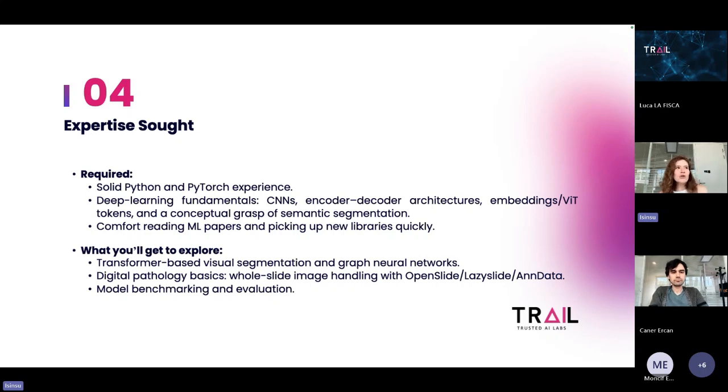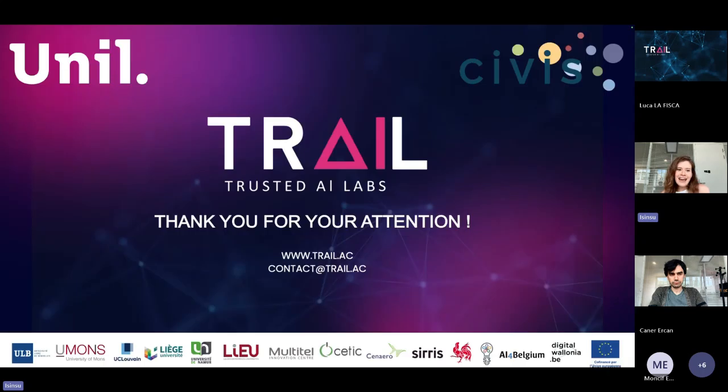And you will learn how to handle these massive histology images using libraries like OpenSlide or LazySlide. You'll get to work with transformer or graph-based architectures, which are right at the cutting edge. And you'll see the whole benchmarking and evaluation process, from a model on paper to results that you can actually share. So reach out to either of us by email if you're interested in contributing to this project. Thanks for your time.